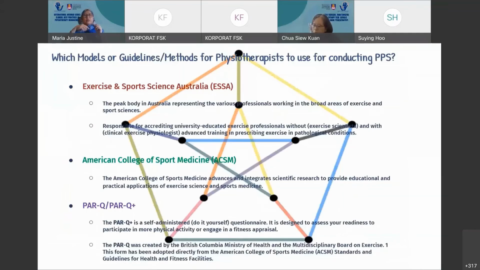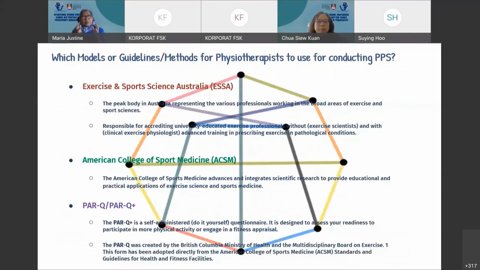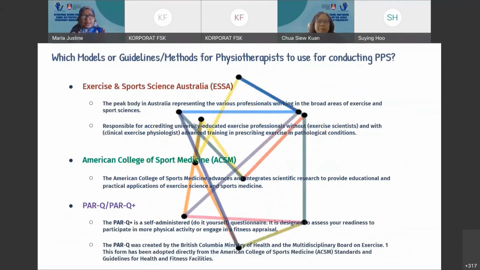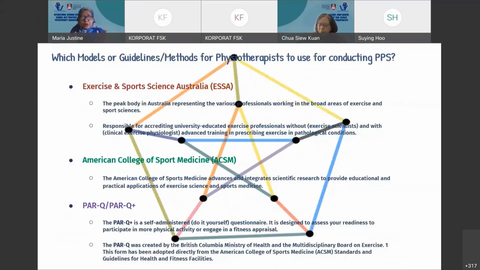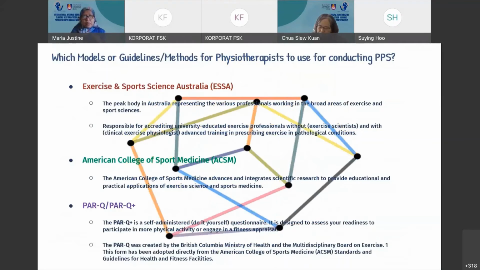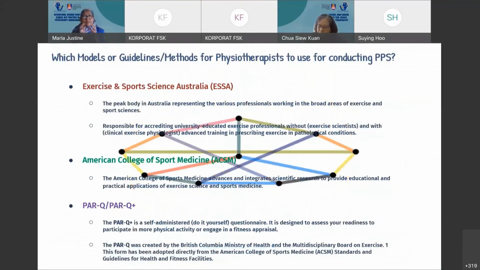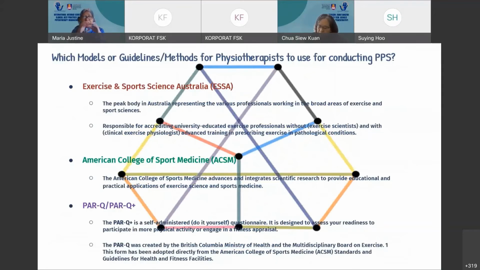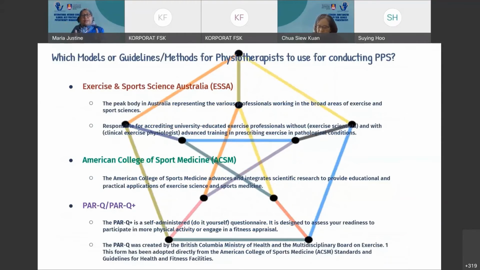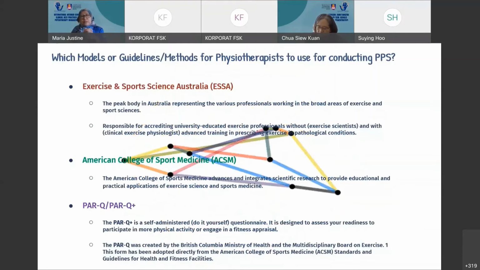Okay, so now I have introduced to you a few models. Again, we go back to which models or guidelines for physiotherapists to use for conducting PPS in Malaysia. So I have introduced to you the ESSA. In fact, ESSA has the guidelines and the forms, but I don't intend to discuss the ESSA screening guidelines.